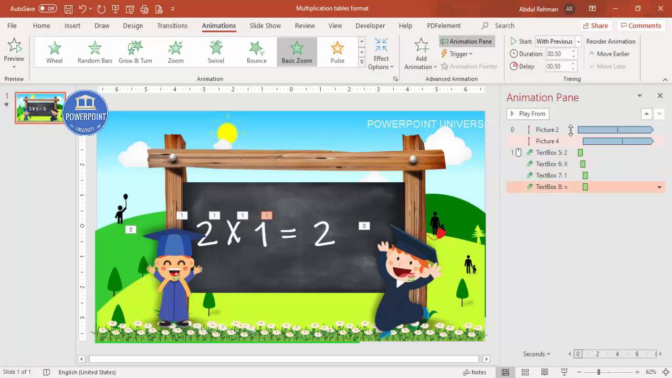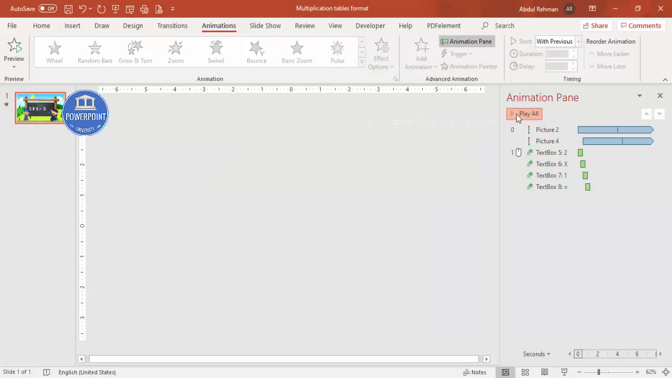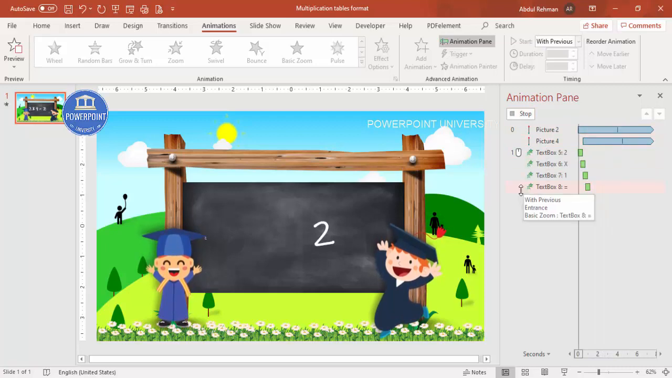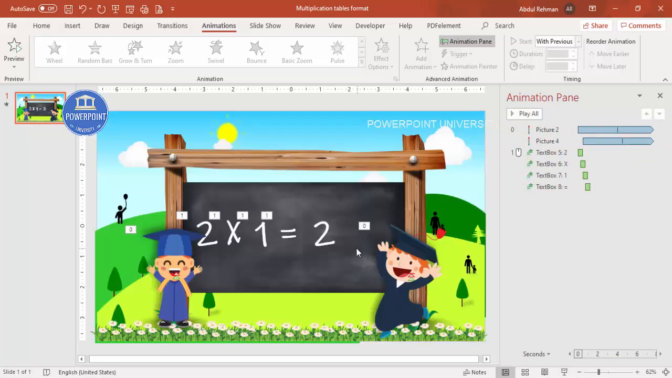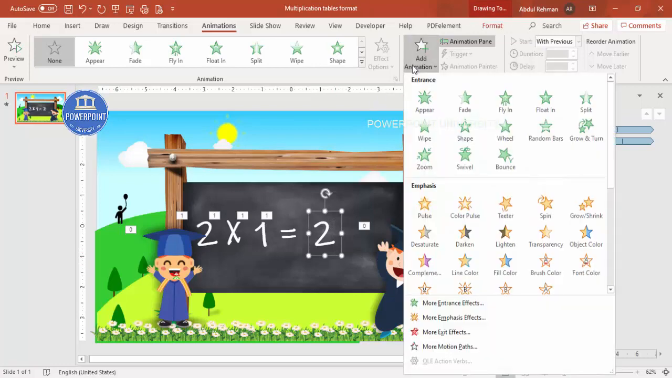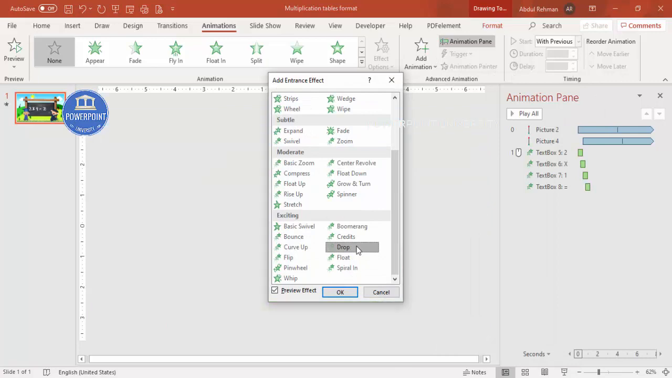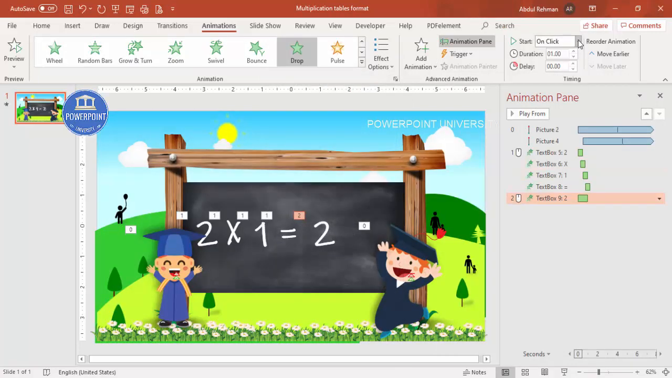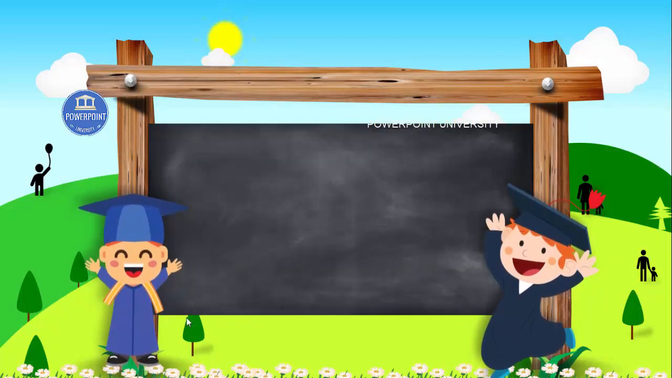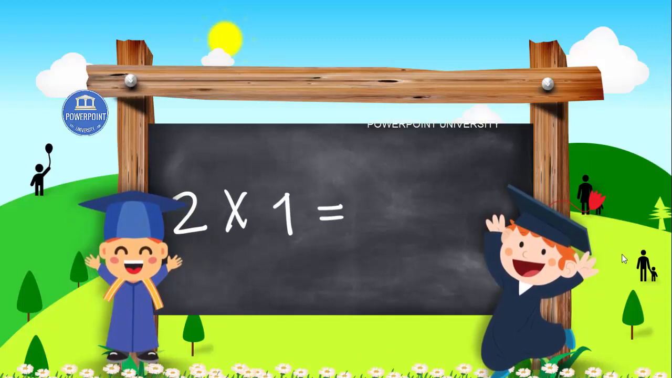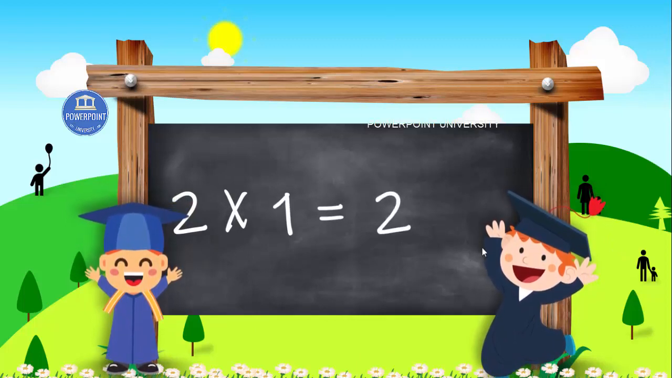So let me just tell you how it works. So let me just play this. So you can see here displaying here, and then when I click it comes like this. So now I'm going to add this one. For this, go to more entrance effect, and I'm going to give a drop animation. Click OK, and that should happen on click. So let me just play. You can see here it started jumping, and when I click it says 2 times 1 equals, and when I click it will drop the 2.